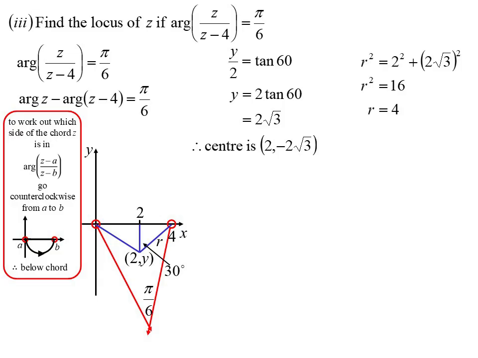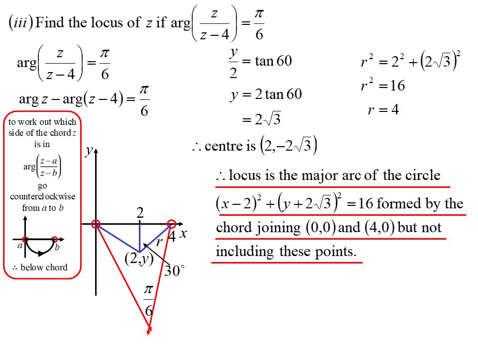We've got enough information now to describe our shape. The locus is the major arc of the circle, and I gave the equation of the circle there, formed by the chord joining (0, 0) and (4, 0), but not including those points, because that's where the rays start, so it doesn't actually include those points. I suppose another way you could have said that is the equation of the circle, but then said y is less than 0, because you're saying it's a bit below that. I mean, that probably might have been a neater way of writing it. But we need to describe it fully.